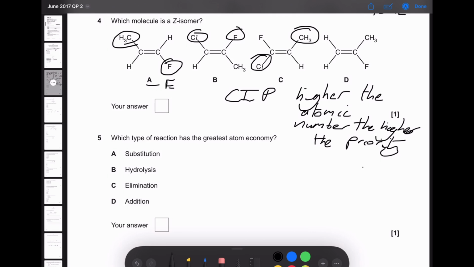And these two are on the same side of this molecule, so this doesn't even count as a stereoisomer. So this one's on the same, these two are on opposite sides, these two are on opposite sides, so B is our answer.